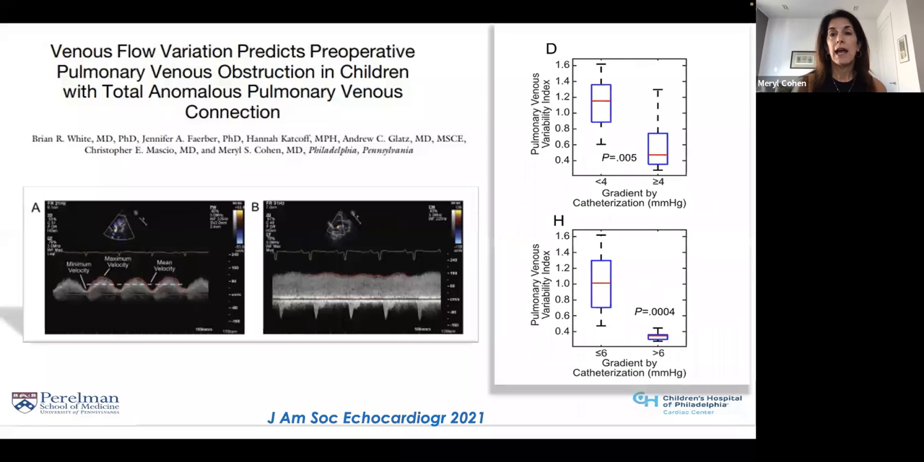You can see that this PVVI is really able to differentiate patients who have significant obstruction from non-significant obstruction.